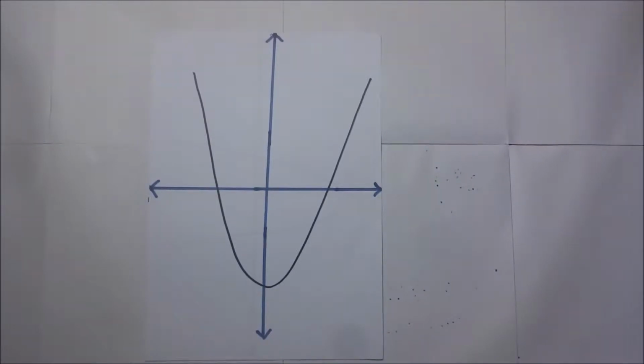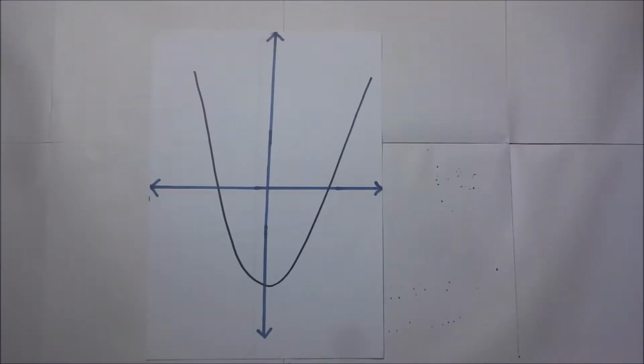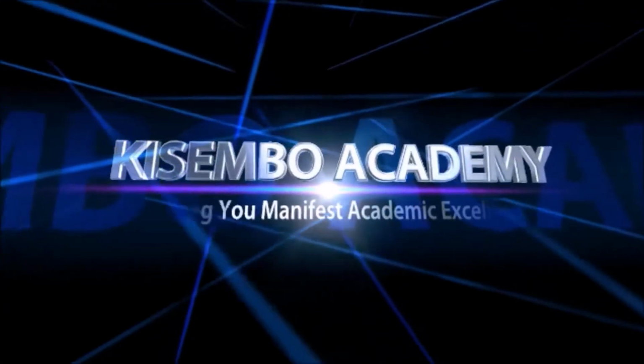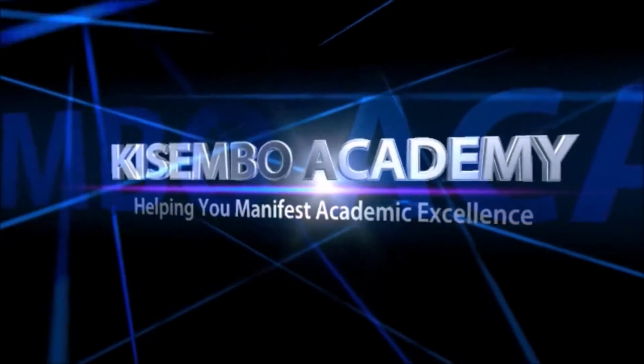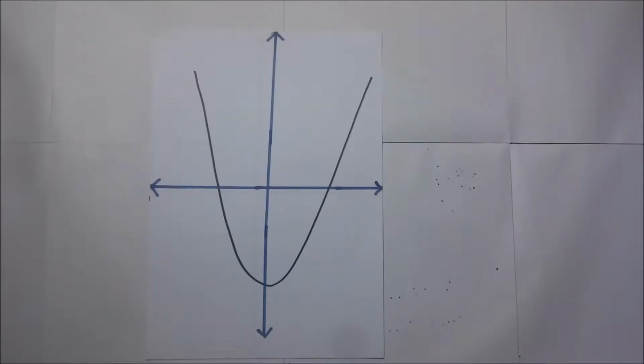In this video, we are going to talk about the vertical line test. Now, the vertical line test is simply a method we use to determine whether a relation is a function. Now, here is how we go about it.